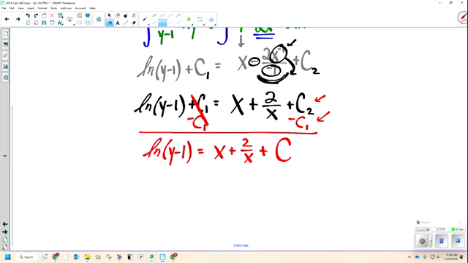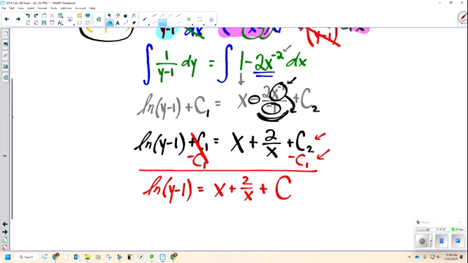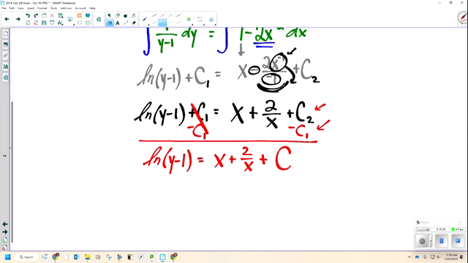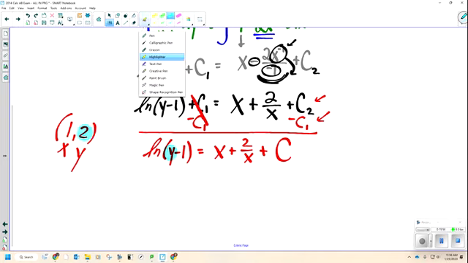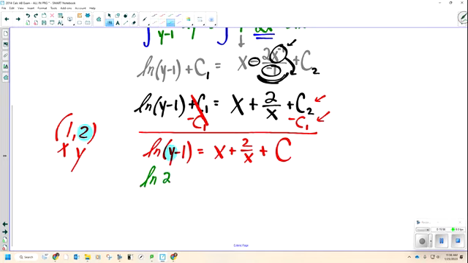I want this to work at what point was given? 1, 2. So I want this at 1, 2, when my x is 1 and my y is 2. Now, you can get rid of the ln, add 1 to both sides. You can do that. But I see something here that you should know. Let's see if you pick up on this. If I put a 2 right in here, I end up with the ln of 2 minus 1, which is the ln of 1.